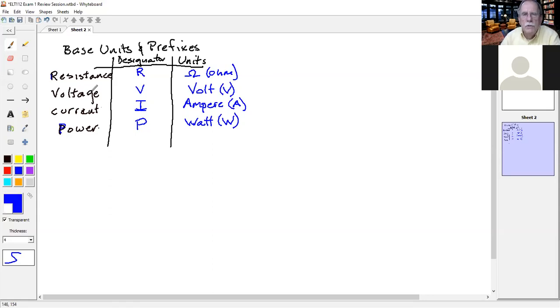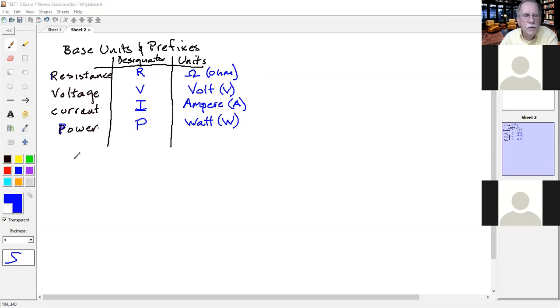There's no way around it. You just have to memorize these. If we're talking about current, we're talking about amperes, and we designate it as an I. If we're talking about resistance, we designate it with an R, and the unit we use is the ohm, which we abbreviate with omega. So, you just basically have to memorize that.